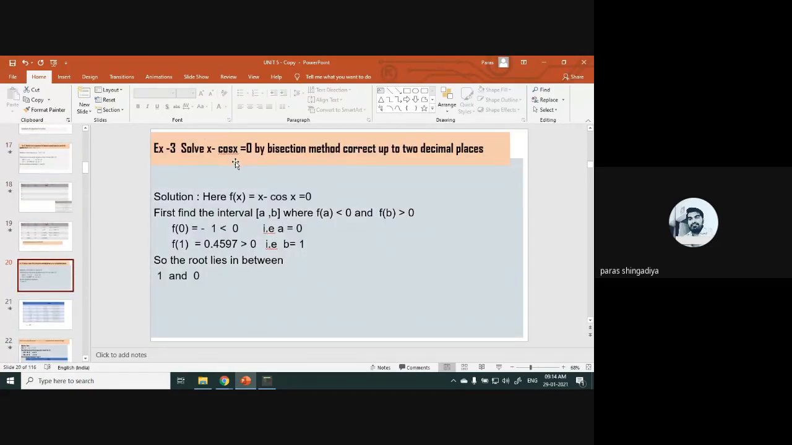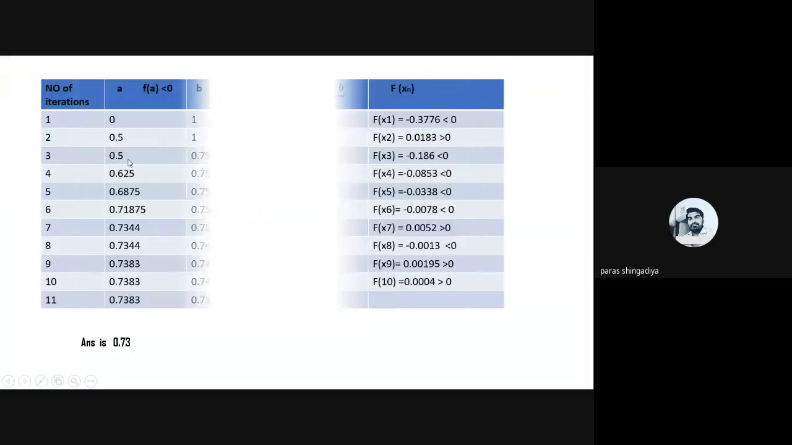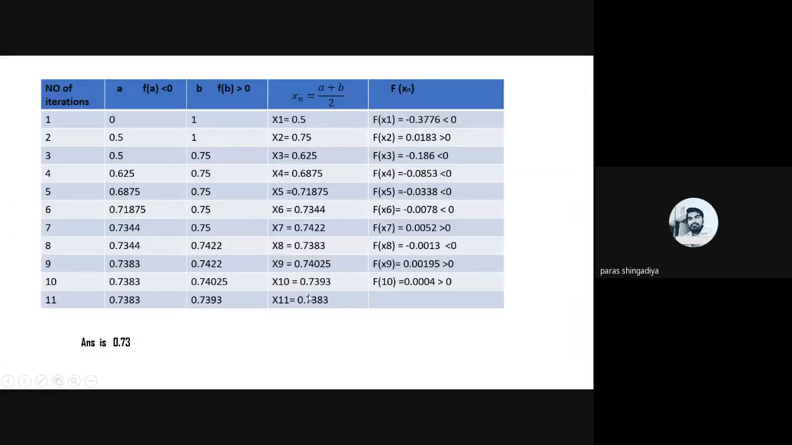So here is the question: x is equal to cos x. We already completed that example in the bisection method, correct up to 2 decimal places. To get the answer correct to 2 significant digits, it required 11 iterations; at 11 iterations we get our answer. In the bisection method the function is the same, x is equal to cos x, meaning x minus cos x equal to 0. Clear? We already derived its root in the bisection method, and to get the answer we required 11 iterations.